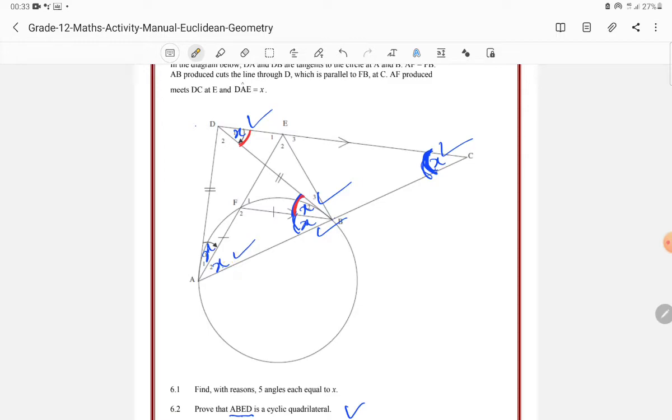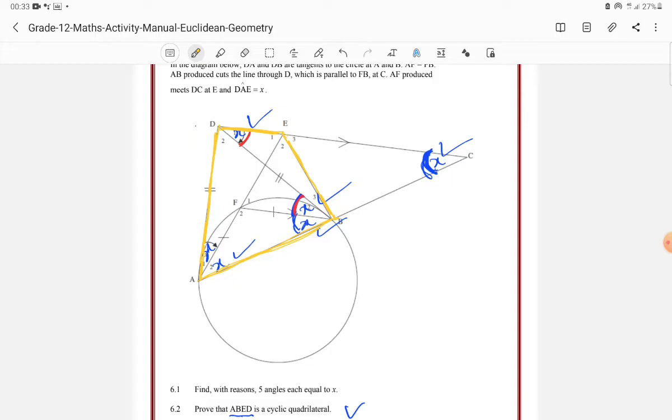A, B, A, D. A, B, D. So we have this quadrilateral. We are to prove that it is a cyclic quadrilateral. So how can we go about finding that?